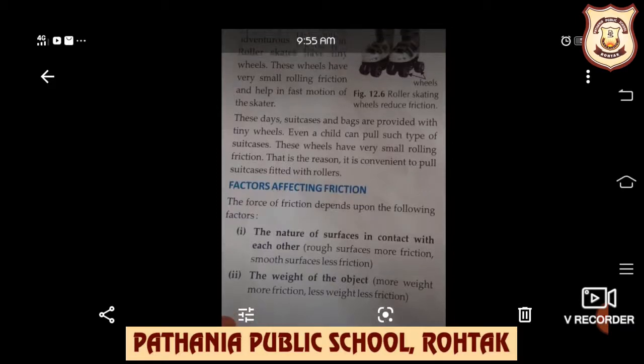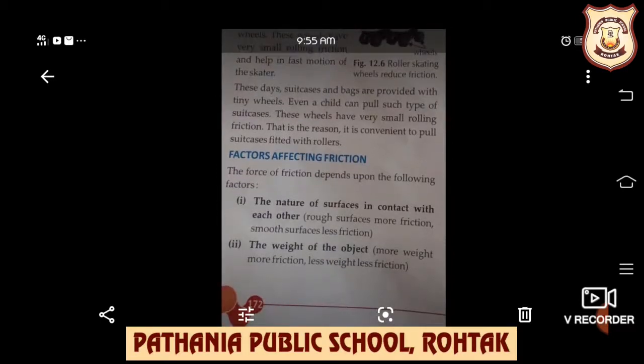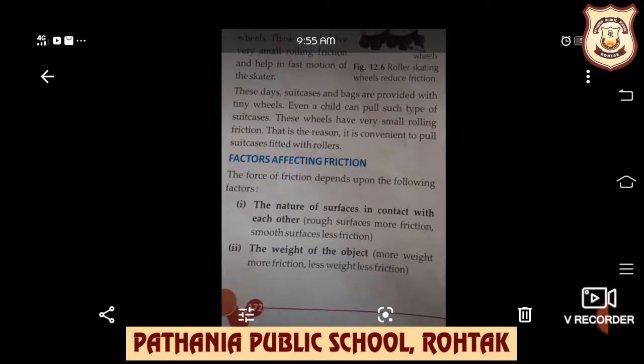Now we will discuss the last topic, that is factors affecting friction. The first is the nature of surfaces in contact with each other. Rough surfaces have more friction, smooth surfaces have less friction. The second one is the weight of the object. The more the weight, the more the friction; the less the weight, the less the friction. So these are the factors on which friction depends. In the next class we will discuss fluid friction.